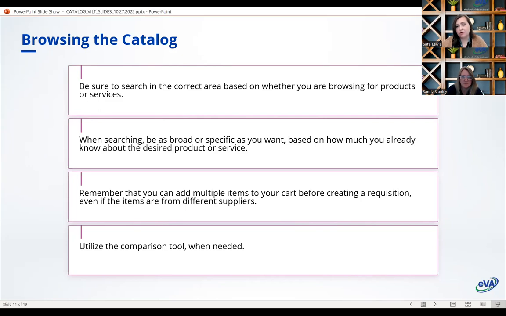Also, you can add multiple items to your cart before creating the requisition, and that's even if the items are from different suppliers. What happens as a result of that is that multiple purchase orders are created to split up those supplier items. So just know that that is something that you are able to do. You are able to have that flexibility.